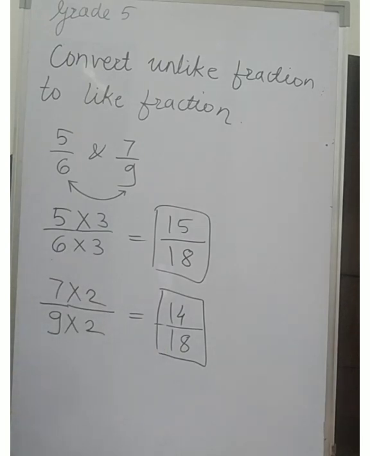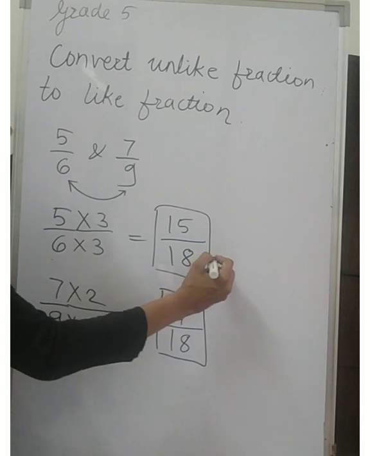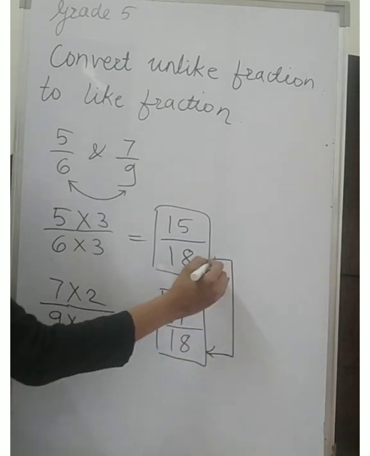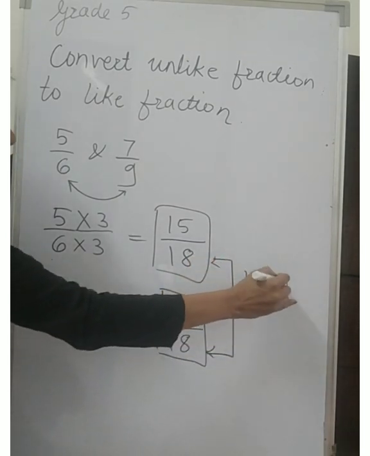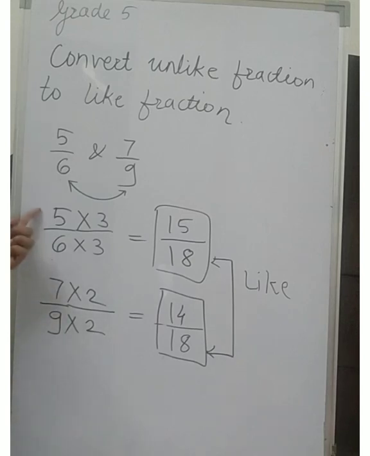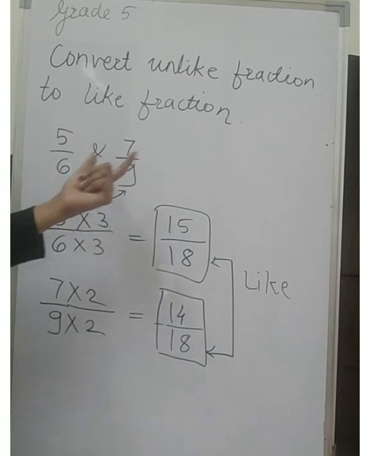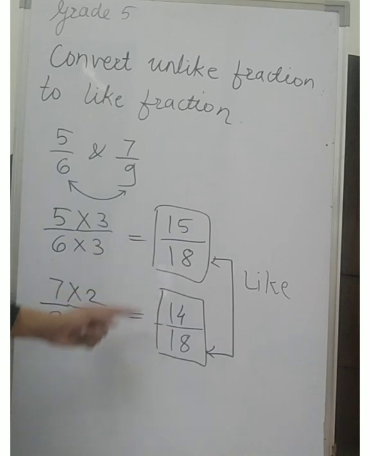So this way, if you look at these two numbers, both denominators are 18. That means they are like fractions. Okay. So we have converted these unlike fractions into like fractions. How? By taking the common multiple of both denominators as the denominator of the new numbers. Okay. Let's solve one more example.